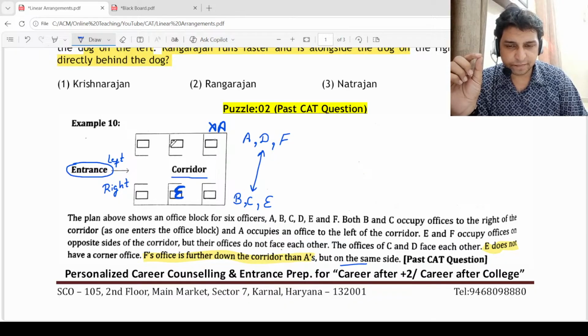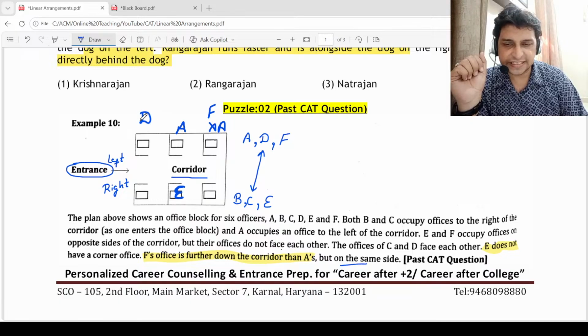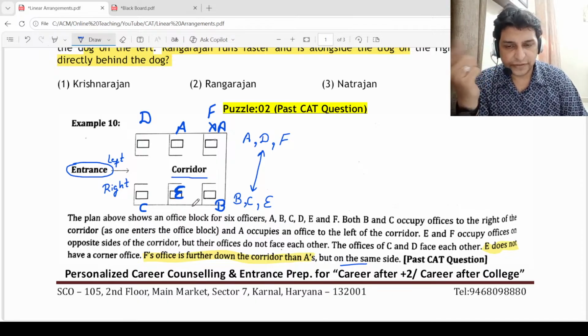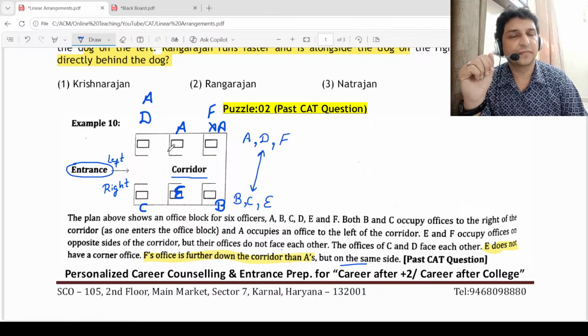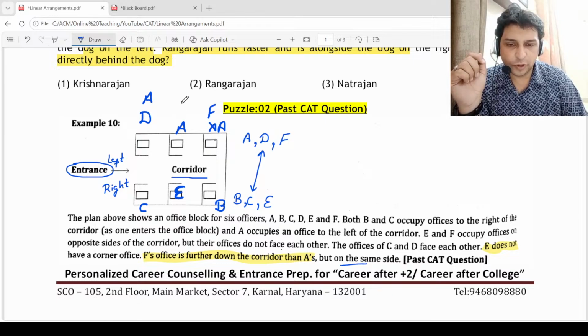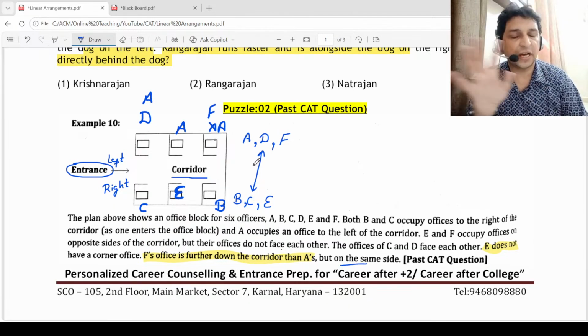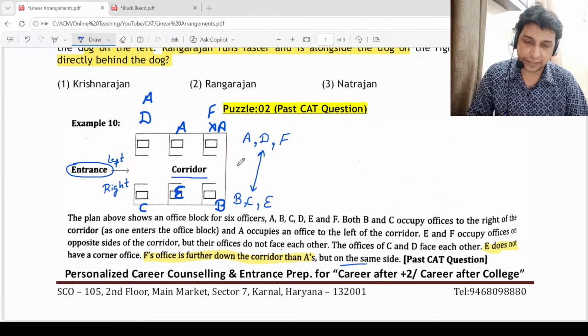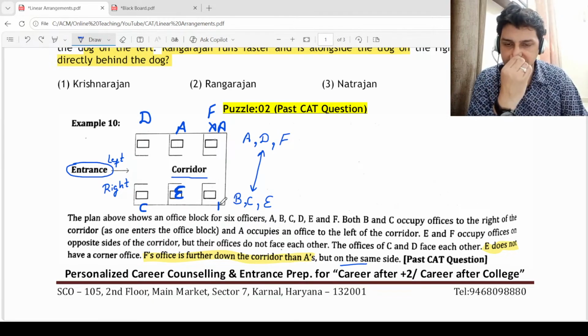Now C and D, if I make A for example, let's say here, then F comes here, and D and C come here, and B will come here. The second option we had, if we make A here, in that case we could not make F here. F has to be here, and C and D opposite cannot come. That must not be possible. That means the configuration which we made is absolutely right.